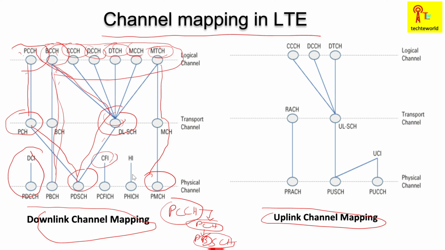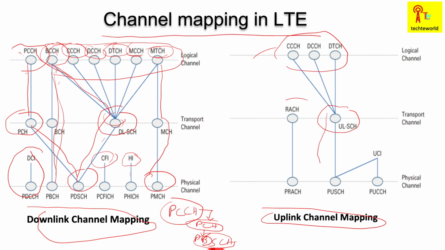And similarly we have the PHICH, which transmits the HARQ indicator. So this is also not mapped to any of the other channels. So this is very important. And then similarly we can see the uplink channel mapping also. Like the DL-SCH, in the transport channel we have the uplink shared channel, UL-SCH, which is mapped to multiple channels in the logical channel, and then it is mapped to PUSCH.